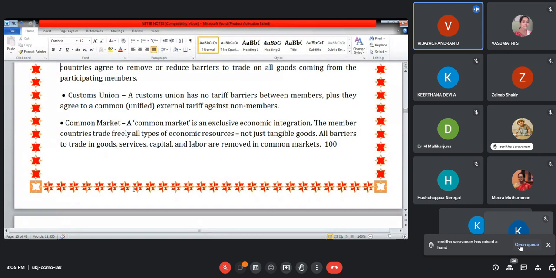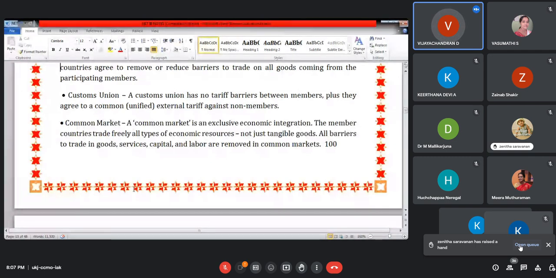Common market, it is an economic zone. A group of member countries will freely trade all types of economic resources, not only the commodities but also the services, everything. Common market, as the name suggests, means everything: not only goods, not only services, not only the exchange of capital, labor, infrastructure, everything will be traded among the member countries. That is known as common market. 100% freedom will be there.